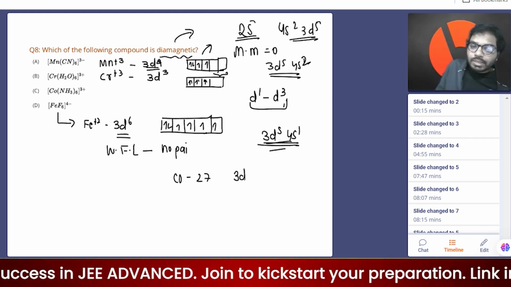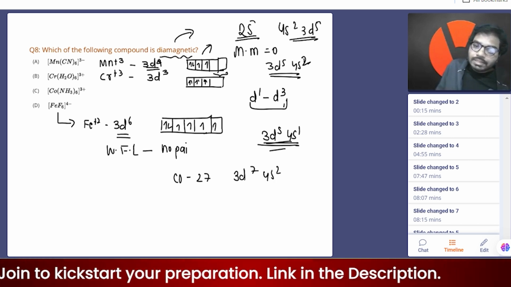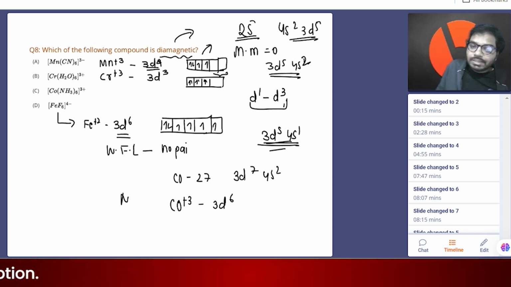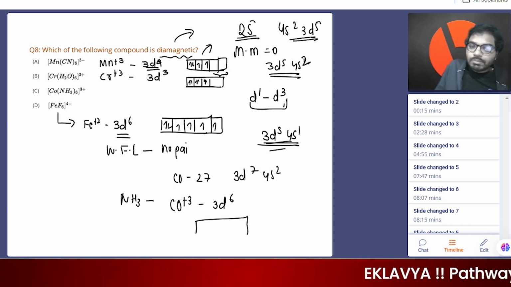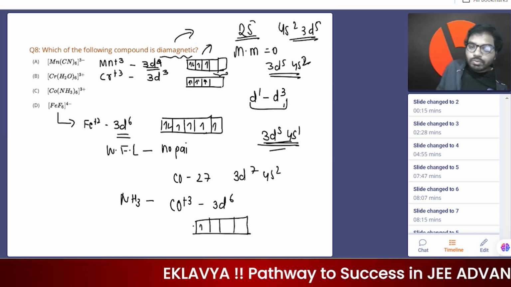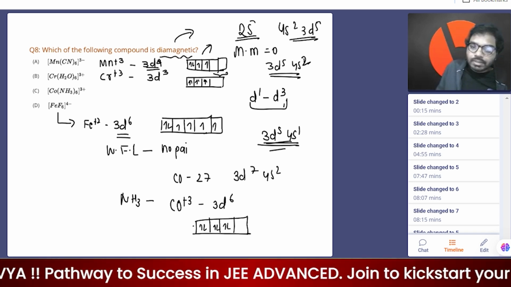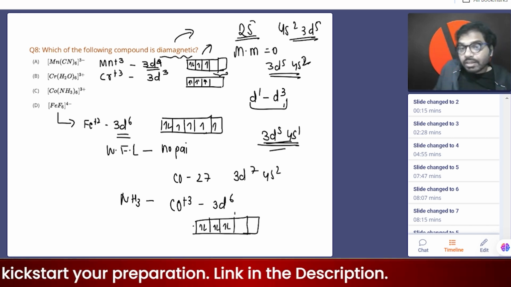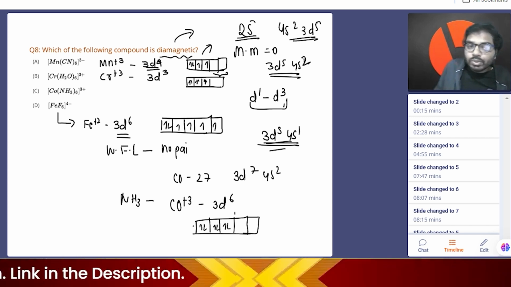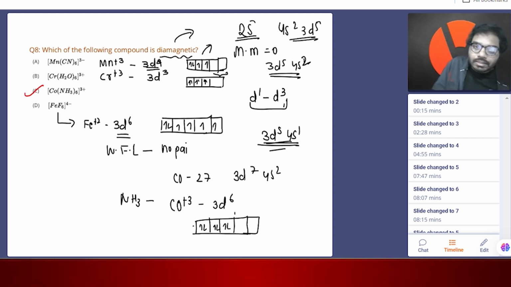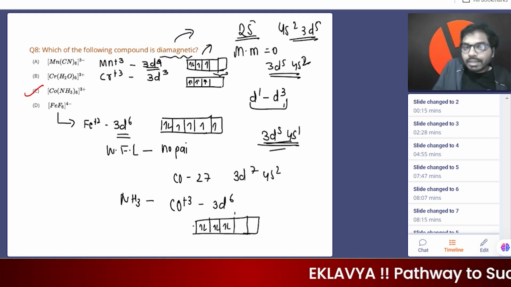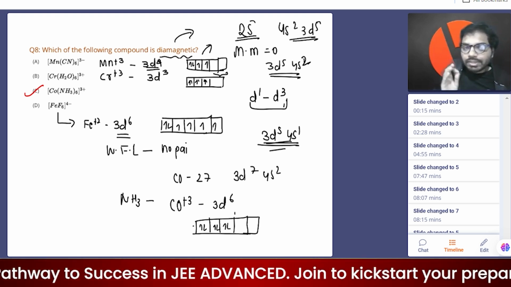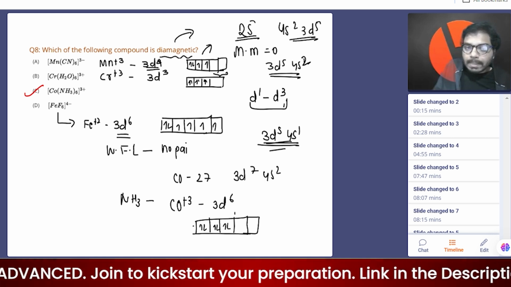So for cobalt, atomic number is 27, that is 3d7 and 4s2. For cobalt plus 3, it will become 3d6, and NH3 with cobalt plus 3 acts as a strong field ligand. So what will happen in this particular case? We can see here that pairing occurs. So this one is diamagnetic, in which no unpaired electron is present. Besides this, in A, B and C, the unpaired electrons are present. So for the 8th question, our answer will be C.